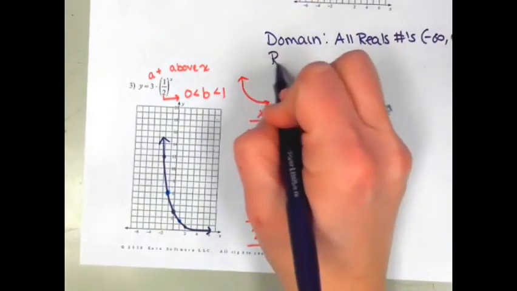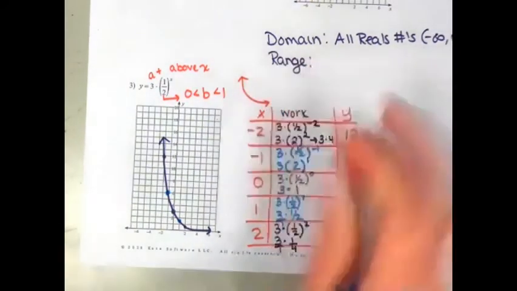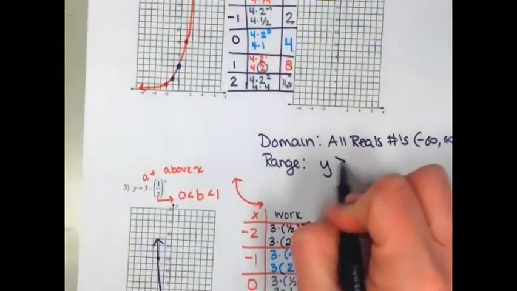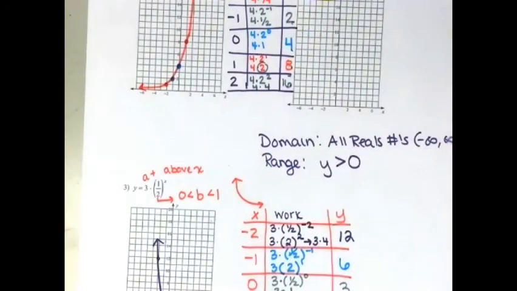Now, my range actually for both of these, because they're above the x-axis, we know our y values are always what kind of numbers? Positive. So y is always greater than what? 0. Can it equal 0? No, because then it would cross the x-axis, right? So y is just greater than 0.